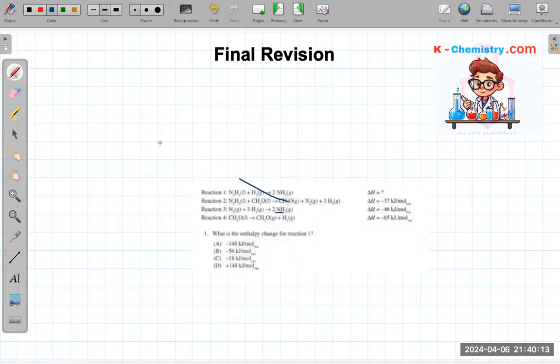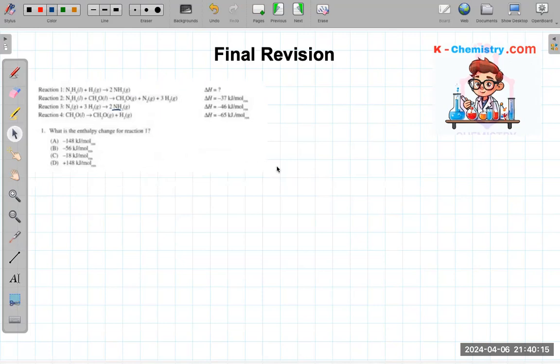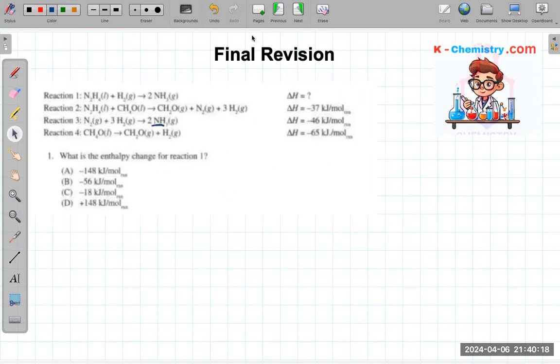Do I need to flip it or keep it as it is? And what do I need to do to the number of moles? Is it the same, or do I need to multiply it by anything? So let me see the first equation. First equation is N2H4 plus CH4O. If I look at the equations that I have, I can see this equation, N2 and H2 forms NH3.